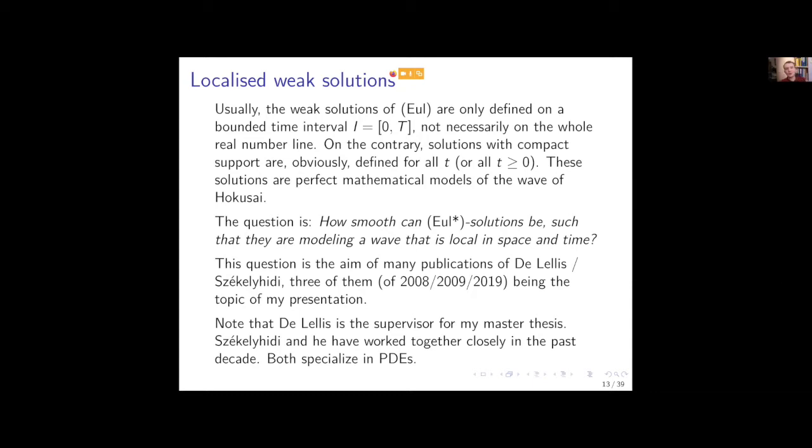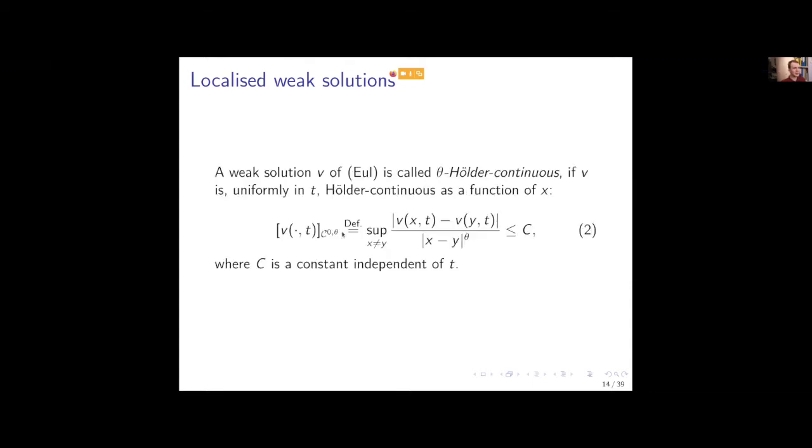So I will be following essentially three publications by Delellis and Székelyhidi, my master thesis advisor and his friend, where they look at how regular these solutions get. For example, one question you could ask is, are they Hölder continuous? The definition of Hölder continuous here is the usual one: a function is Hölder continuous if and only if the supremum of |f(x,t) minus f(y,t)| divided by |x minus y| to the power theta, where theta is your exponent, is less than or equal to some constant.